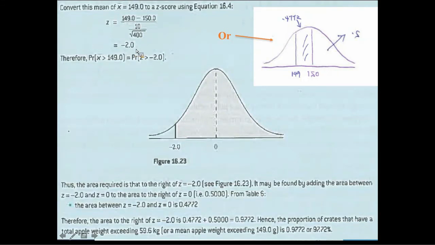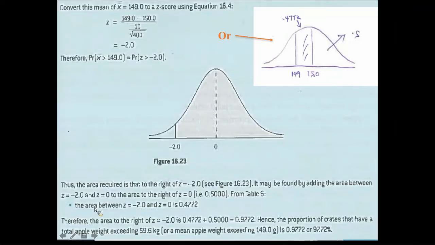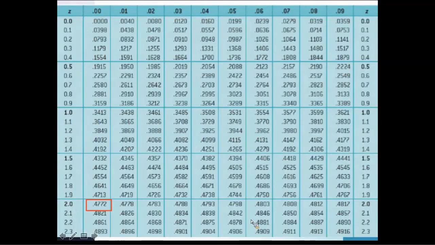This calculation is not too bad, but we're finding a z-score of 2. We then go looking up for that area. The area for 2 is 0.4772. So now we can add the two together. The area above an average of 149 grams is 0.4772 plus 0.5, about 97.72%.